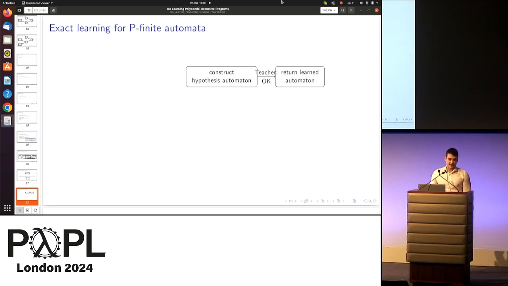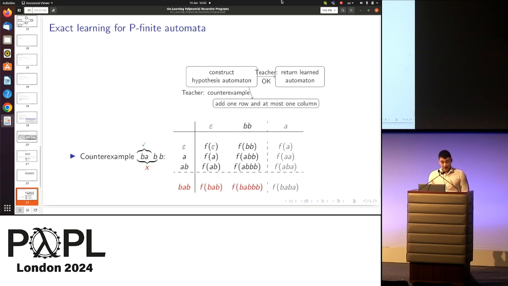The teacher says if we have learned the correct automaton or not. If we have, then we halt. Otherwise, we get a counterexample, and what do we do with it? Well, we basically check which is the first prefix on which the automaton is wrong. Let's say that in this case it's correct on BA but not on BAB. We add BAB as a row to the table.